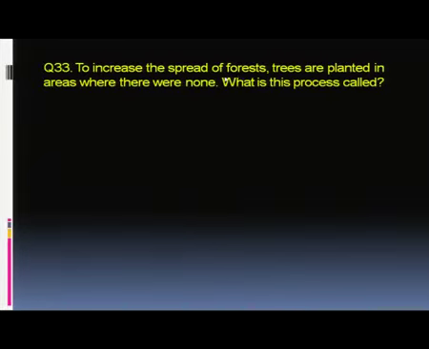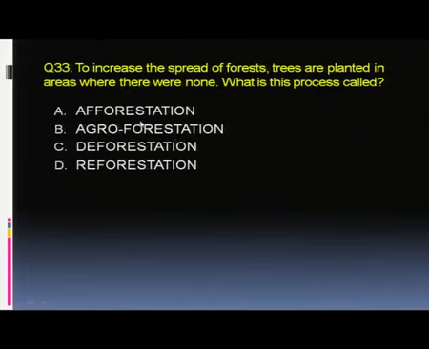Next question. To increase the spread of forest, trees are planted in areas where there were none. What is this process called? Your options are afforestation, agroforestation, deforestation and reforestation. Reforestation, building forest again, deforestation, removal of forest or cutting of forest, agroforestation which is linked with the agriculture, and afforestation is actually your correct answer. This is the process where the trees are planted where no trees were present earlier.